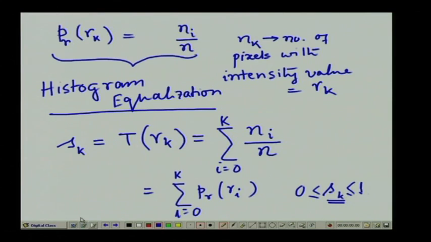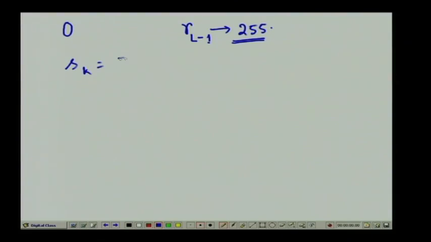But we know that for digital images, the minimum intensity can be 0 and the maximum intensity can be r_{L-1}, as k varies from 0 to L minus 1. In our discrete case, r_{L-1} is equal to 255, because the intensity values of our images are quantized with 8 bits. So, we can have an intensity varying from 0 to 255. Whereas, the transformation function s_k equal to T(r_k) gives us a maximum intensity value s_k in the processed image equal to 1.